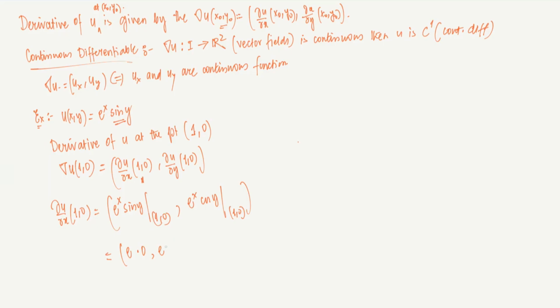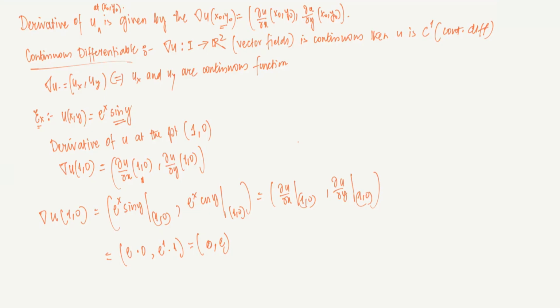This is e times 0 and this is e power 1, which is e essentially, and cosine 0 is 1. So the derivative in this case, I should write it as gradient of u at the point (1, 0). This is your del u del x at the point (1, 0) and then del u del y at the point (1, 0), which is this. So this is nothing but 0, and then you have e. So that's your derivative of this particular function.